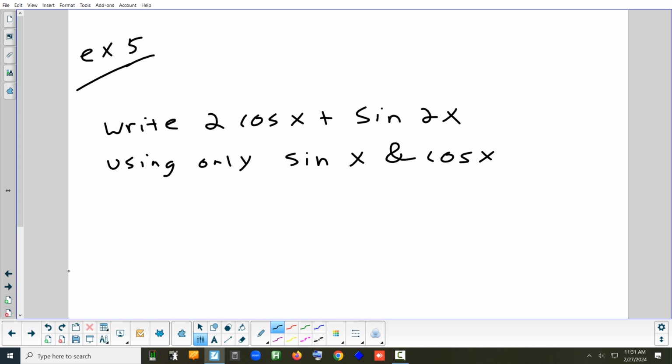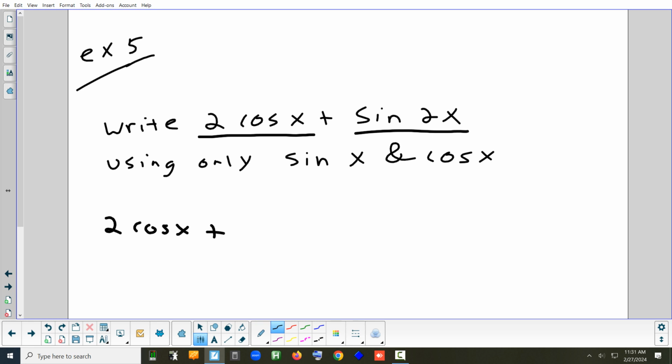Yeah, the 2 cosine x is fine. Replace the sine 2x with 2 sine x times cosine x. And if that's all they said to do was rewrite in terms of sine and cosine, at that point you've done it.